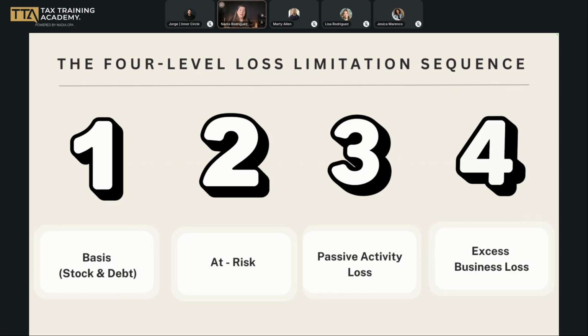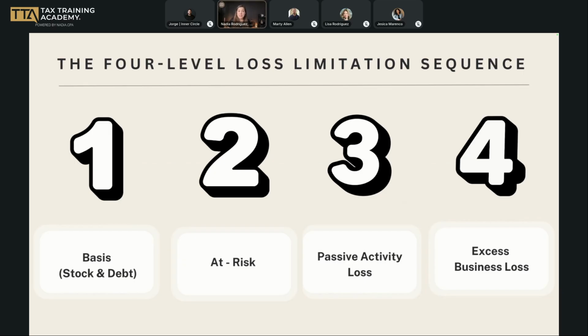And if you have a loss from a passive activity, we know that you're limited. You can only deduct passive losses against passive income. So you need to find other passive income to deduct this loss. But yes, most of the time, we don't run into this type of scenario for those sole shareholders that are very active in the business.